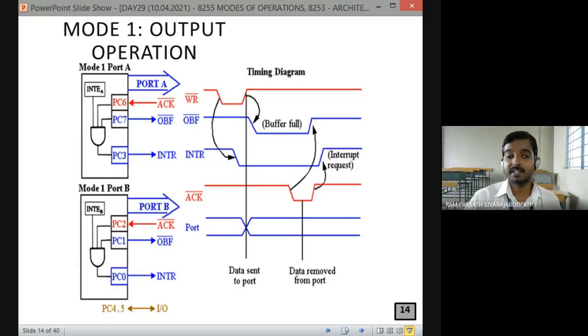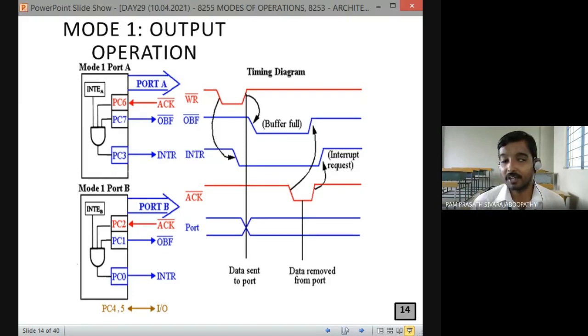What are the handshaking signals involved in input operation? Which signals are involved in handshaking on port C? I am asking about the name of the signal, not the pins. For input operation, the very first signal is STB bar. Next signal is IBF. The next signal is INTR.